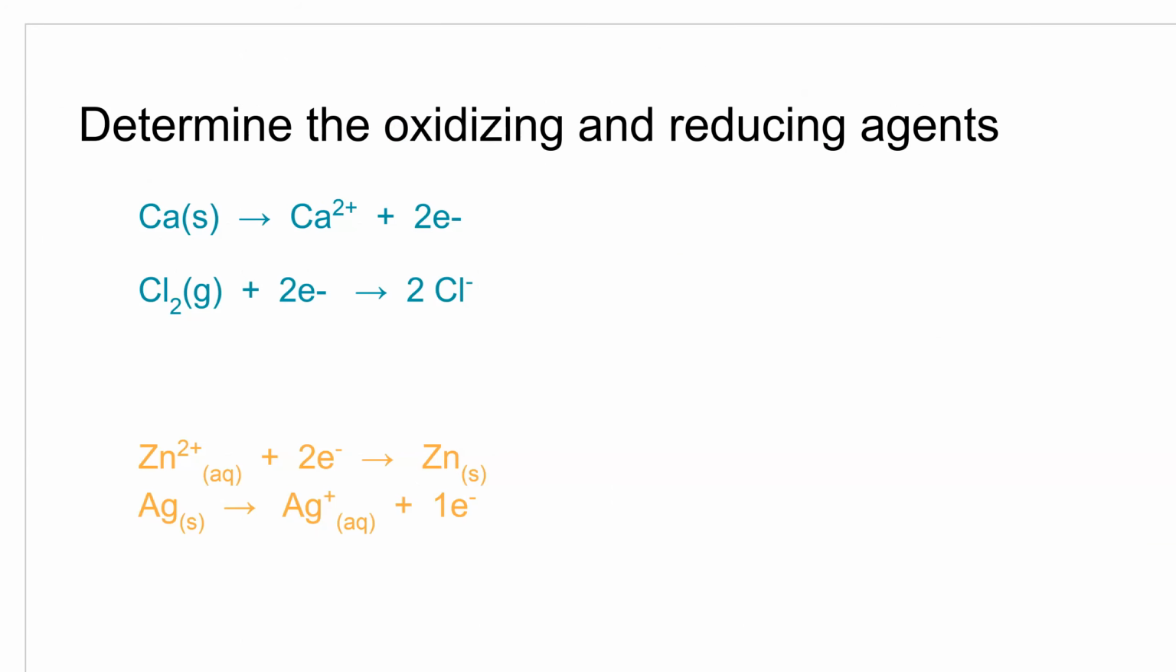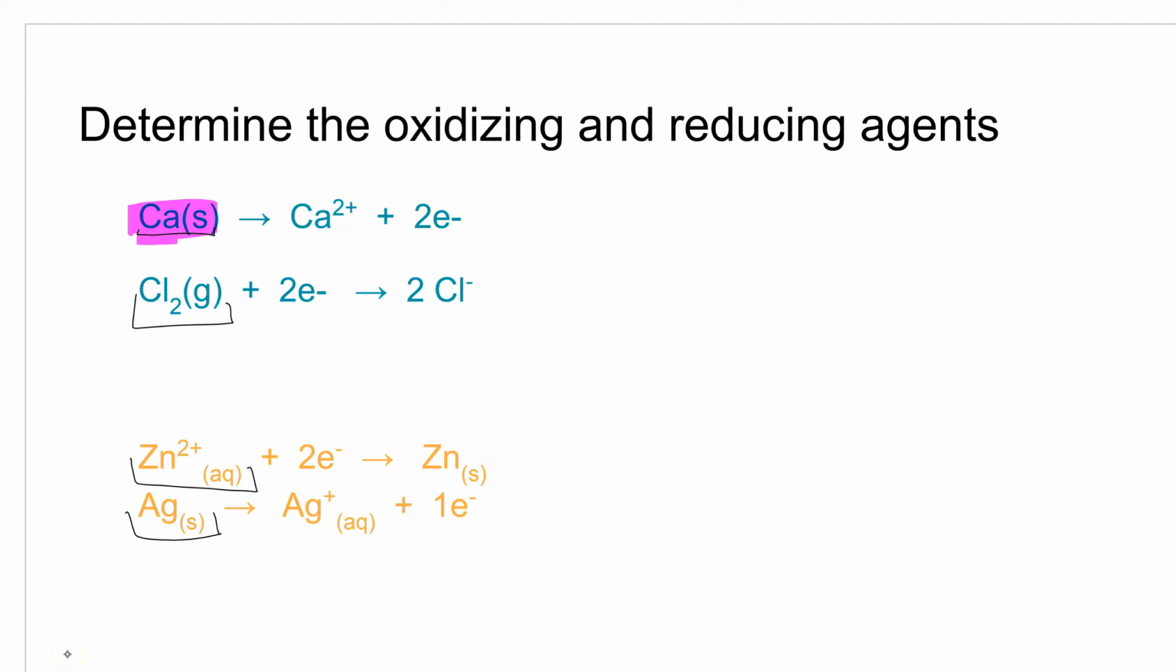Let's look at these 2 sets of half reactions to determine which substance is the oxidizing agent and which substance is the reducing agent. When we are talking about oxidizing and reducing agents, we're always talking about the reactants. So we're going to be looking at the calcium solid and the chlorine gas in our first example. And in our second example, we're going to be looking at the Zn2+ ion and the silver solid metal.